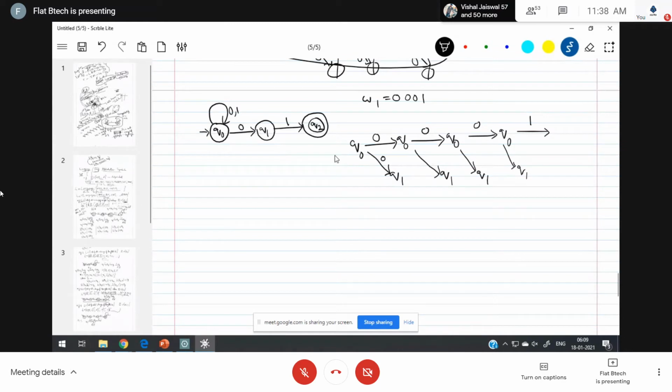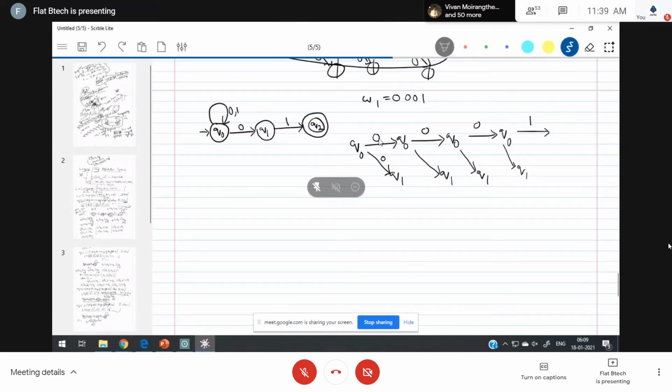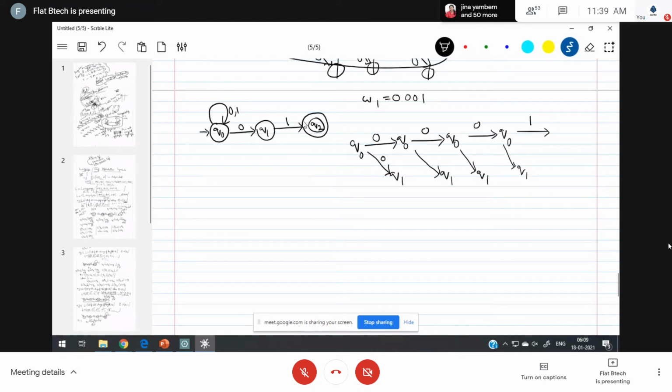So multiple paths will be available here. Let me start. As per the aim of this machine, 0001 has to be accepted. As per when I first started designing this machine, my target is to accept this string. Why? Because it ends with 01. So this has to be accepted.